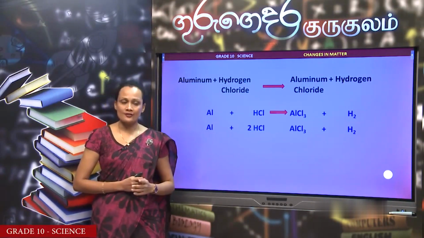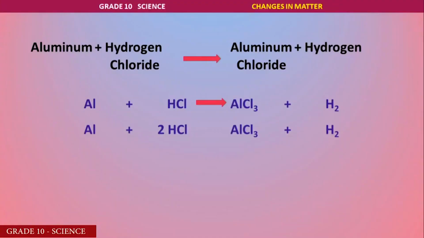To balance hydrogen, I put 2 in front of HCl. Now you can see 2 hydrogen atoms in the reactants and 2 hydrogen atoms in the product. That means hydrogen atoms are balanced on both sides.